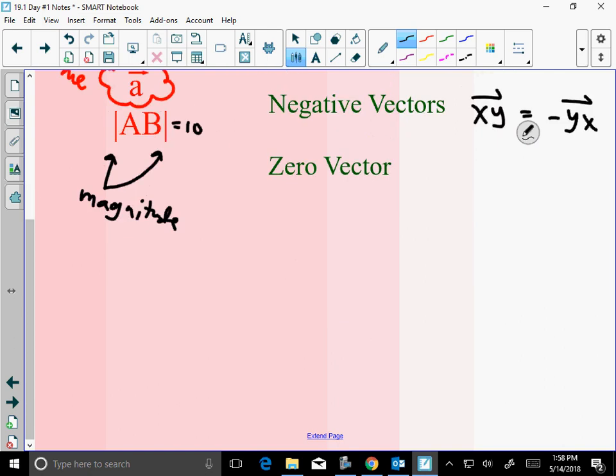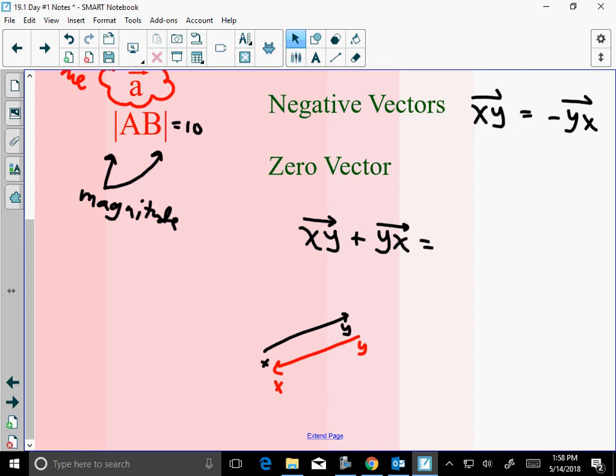Okay, now the zero vector. Zero vector is interesting. If I took xy and I added yx to it, if I thought of that graphically, where would I end up? Well, here's xy, and then I added to it yx. Where would I end up? Right where I started. That's called the zero vector.